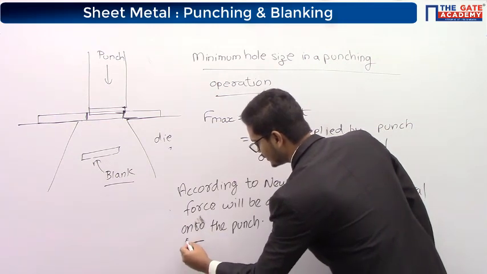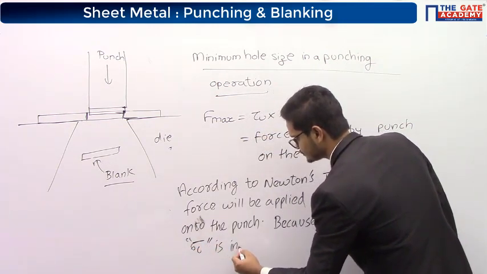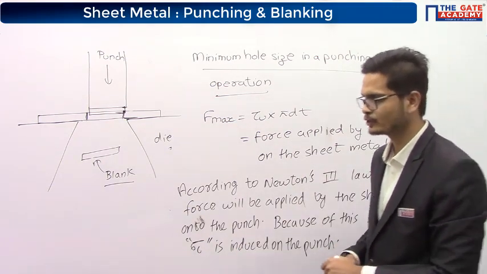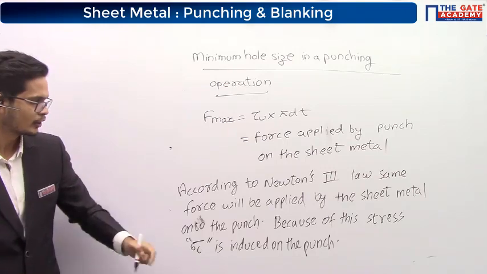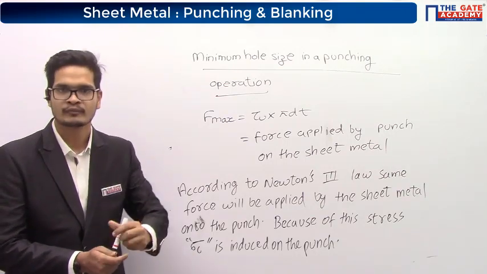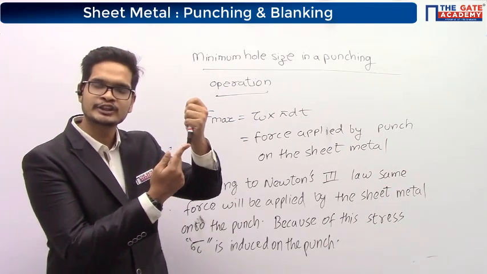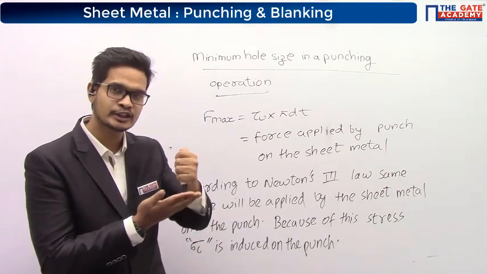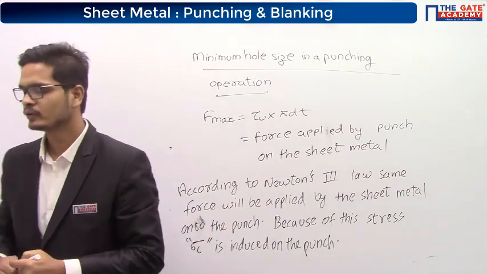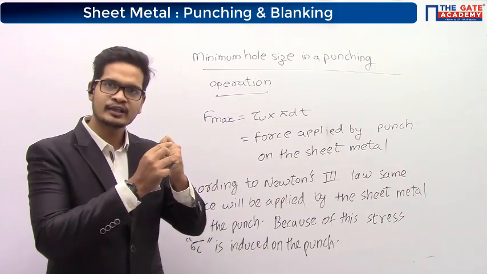Sigma C is induced on the punch. Now, I am using sigma C because when the punch is applying the force, the workpiece will be applying compressive stress on the punch. That's why I am using sigma C. Now, it is applying compressive stress on the entire area.